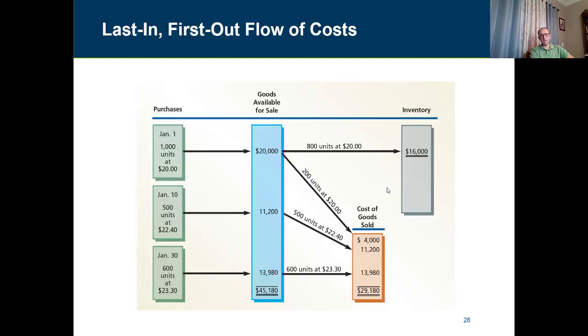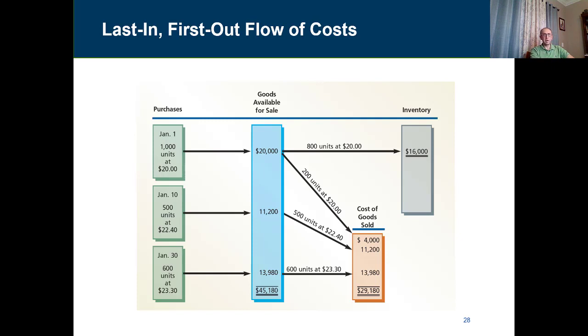Here, in last in, first out, the inventory would be based on the oldest items. So we took 800 units at 20, and then our cost of goods sold would be coming from three different batches. Because remember, we sold 1,300 units. So 200 units came from the 20 batch, 500 units came from the 22.40, and 600 units at the 23.30. If you add 200, 500, and 600, that is 1,300 units. And now we get a new cost of goods sold value, which is 29,180. So 29,180 plus the 16,000 will give us the 45,180, which is the cost of goods available for sale.